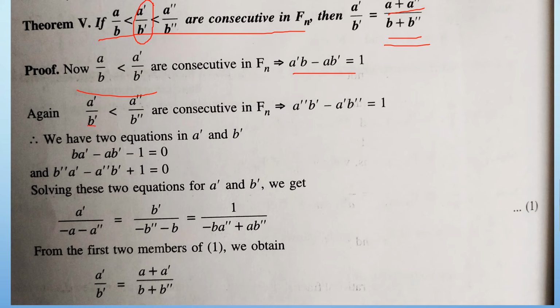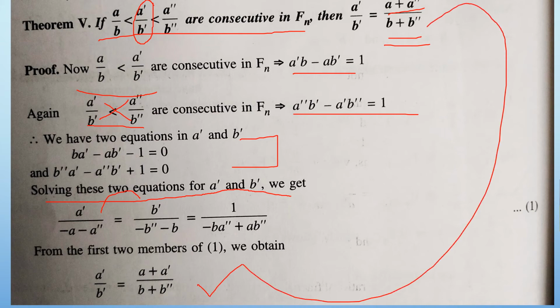If these are the consecutive fractions, then again applying the result on this, the product of this minus this is greater than or equal to 1. Now we have two equations in a dash and b dash, and we solve these equations for a dash and b dash by using the cross multiplication method. By solving the first two members only, we get a dash upon b dash equal to this, which is the median between them.